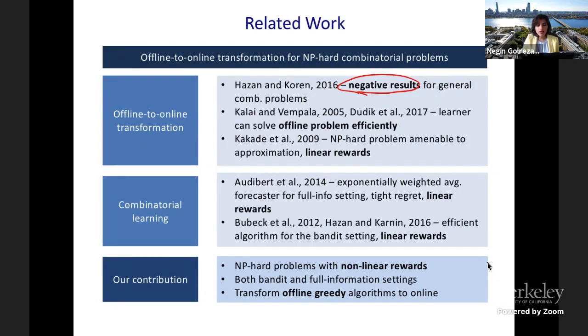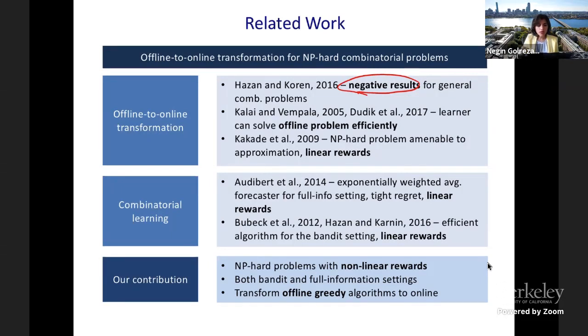There's also a nice work by Kalai and Vempala 2005 and Dudik 2017 that provides an algorithm based on follow the perturbed leader, and their approach only works if you can solve the offline problem efficiently. But for our case, this is definitely not the case because we are dealing with NP-hard problems. And then there is a great work by Kakade et al. that shows they can handle NP-hard problems, but it's very crucial for them to have linear rewards, which is again not the case even for maximizing a submodular function.